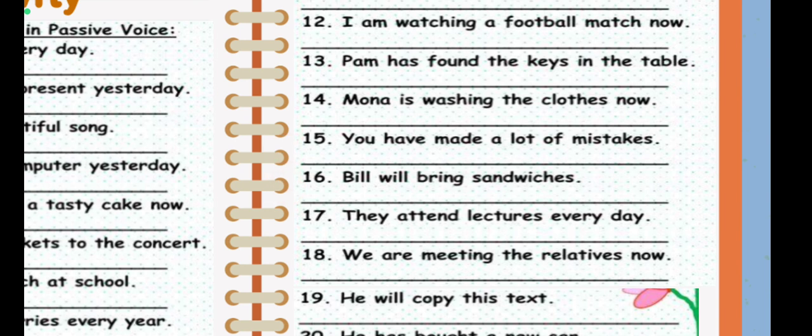Bill will bring sandwiches. Sandwiches will be brought by Bill. Let me check. Yes. By Bill. Correct. And the last one: they attend lectures every day. Lectures, they attend, okay, present. Lectures are attended every day by them. It's great.